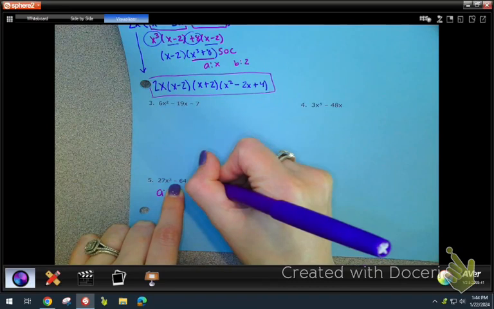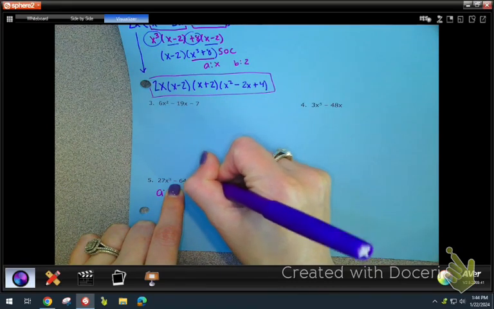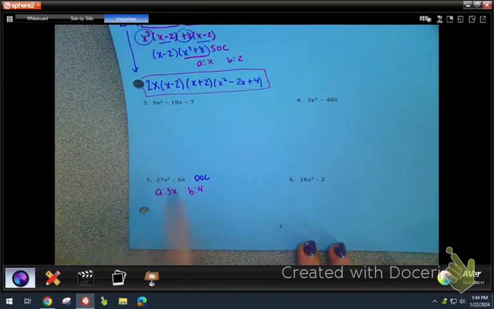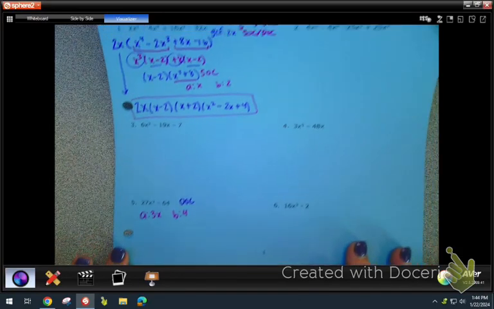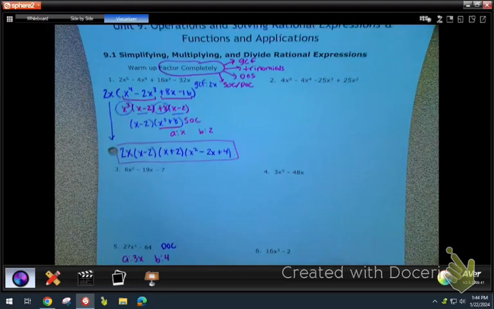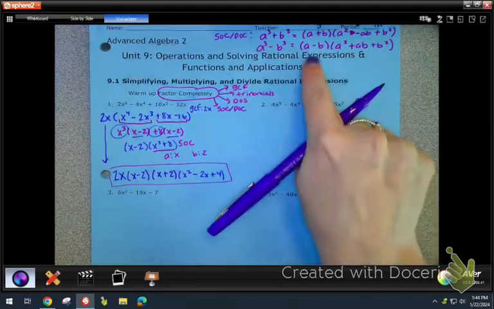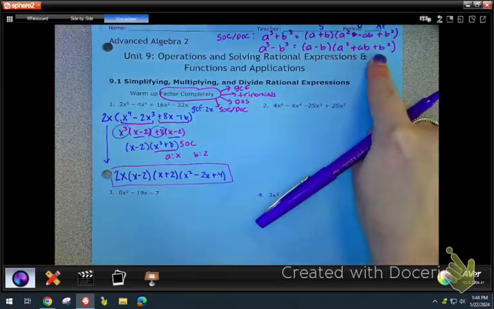Okay, this is a difference of cubes because there's a minus there. So I'm going to put DOC. It's a difference of cubes. And I'm following, let me see if I can move to where you can still see me writing. I don't think you can. But I'm following this right here. This is what my factorization is going to look like.